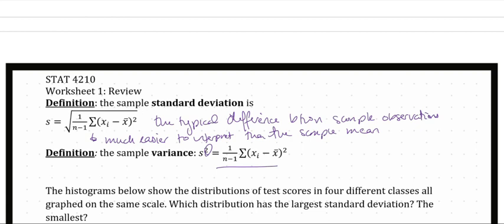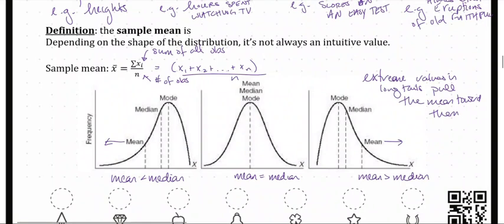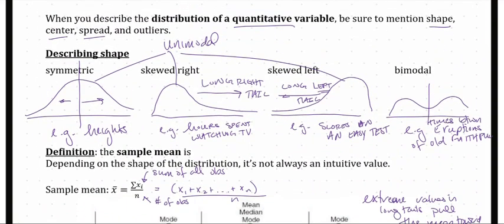So we're going to use the standard deviation as our measure of spread, the sample mean as our measure of center, and we're going to talk about shape in terms of both the modality, so how many humps in a histogram, as well as the skewness. So is it symmetric, or is it skewed right or skewed left?